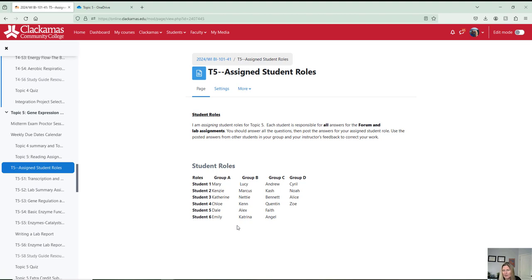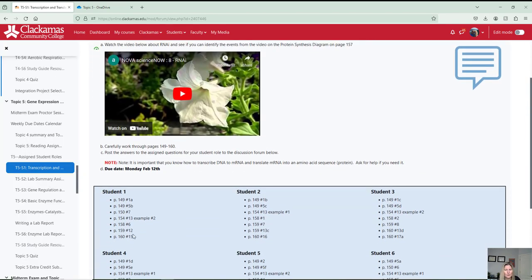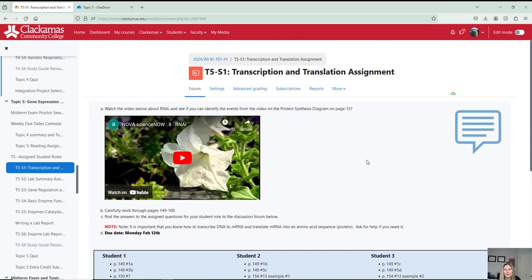Your assignment student roles have changed. These are not us, so ignore this. This is from a different section, different class. I haven't updated it just yet, but make sure that you see which student number you are, and then that way you can keep track, just like always, of what you should be posting for the assignments.